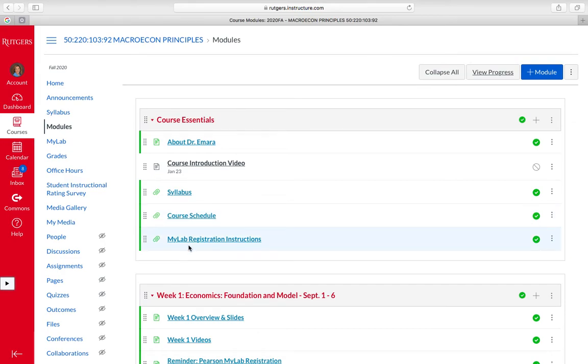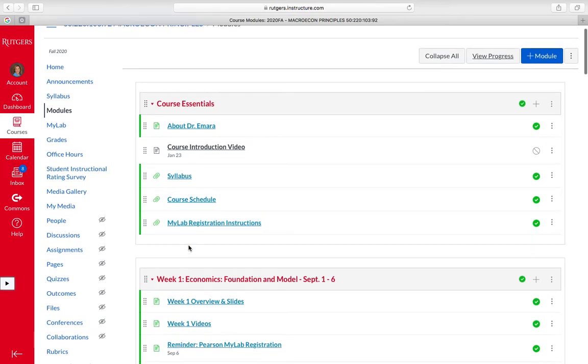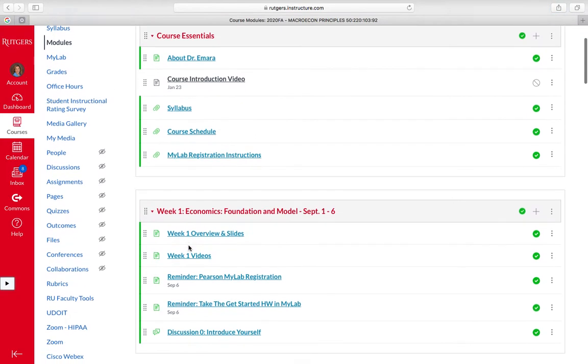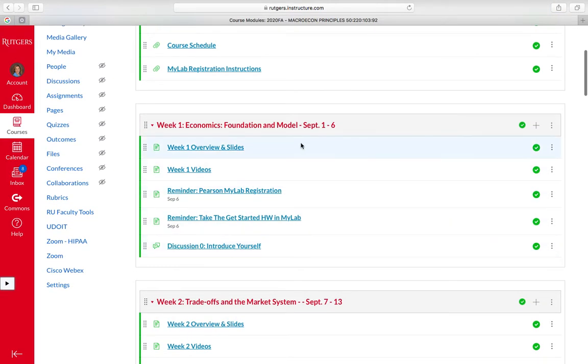As I have informed you, this course requires MyLab registration, so you need to have an access code to be able to access all the course assignments, quizzes, and exams, because all of these are only accessed through the MyLab website. So for this week, which starts today, September 1st, all the way up to Sunday. Our weeks always start on Mondays and end on Sundays.